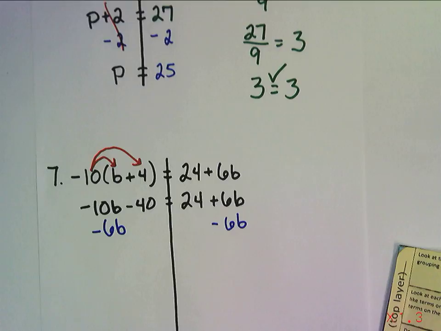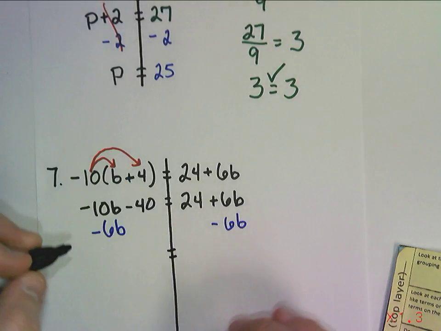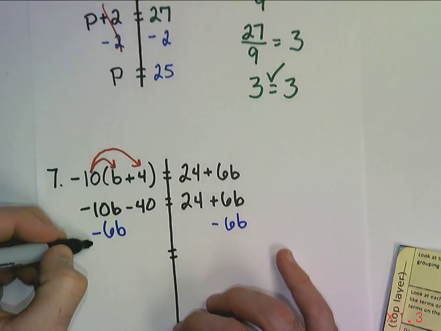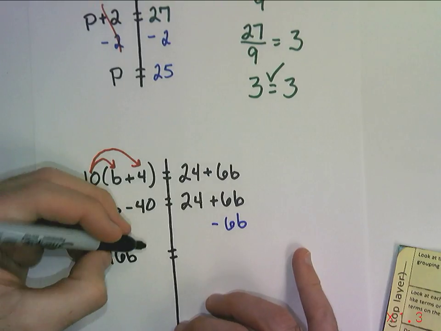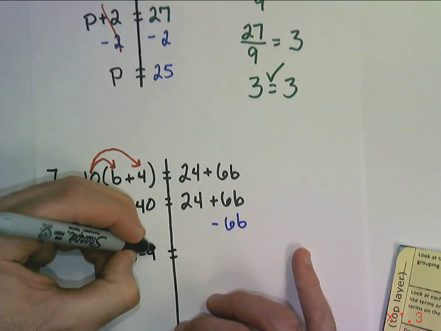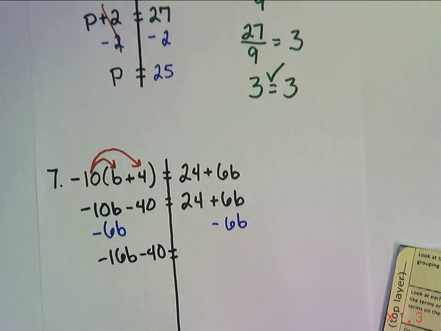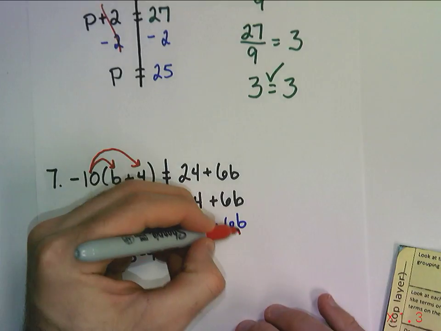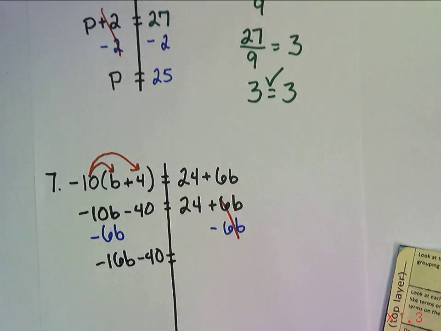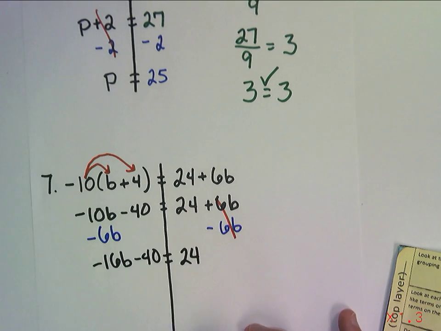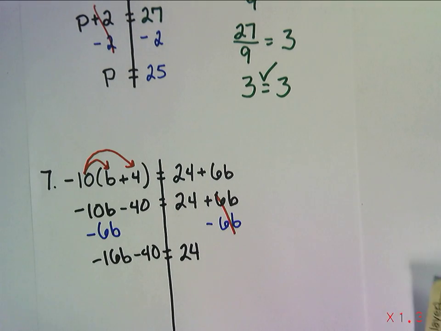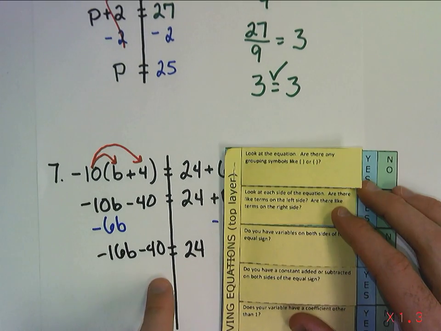So after we do this, what we should get is negative 10 plus a negative 6, which is a negative 16b, and this minus 40 is still here. The 6b and the negative 6b cancel, so I'm just left with 24 on the right-hand side. So we've taken care of that step.